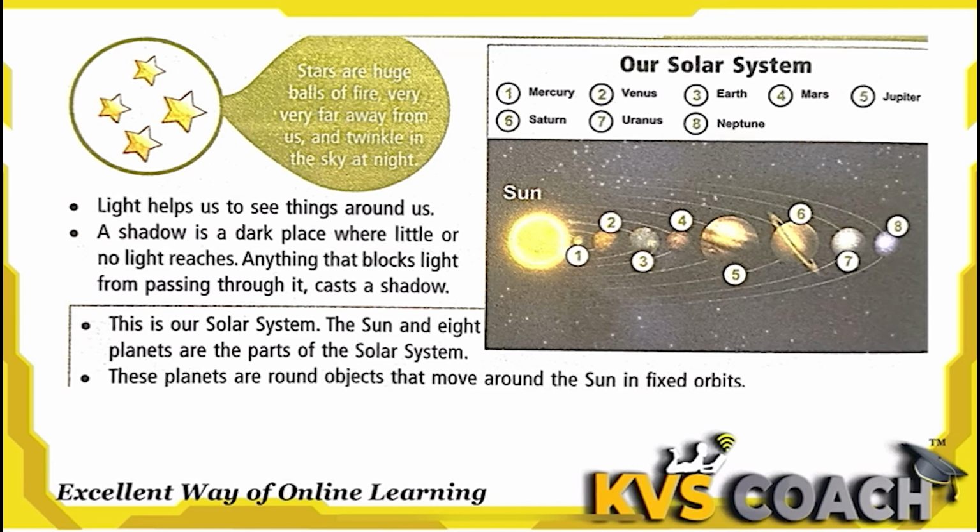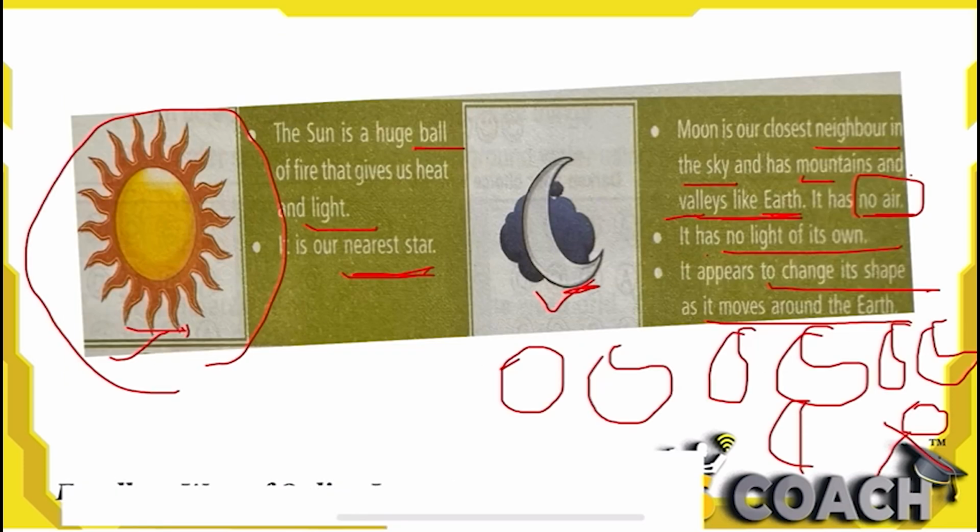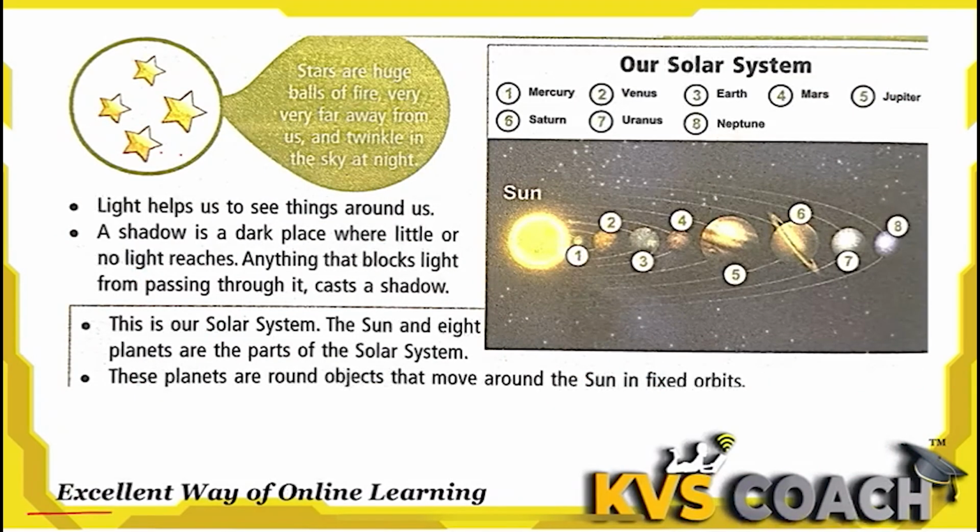Next here are stars. So what we can see in the sky is the sun, moon and stars. What are stars? Stars are huge balls of fire very, very far away from us and they twinkle in the sky at night. These are called stars. Light helps us to see things around us. A shadow is a dark place where little or no light reaches. Anything that blocks light from passing through it causes a shadow. So what is a shadow? When a thing blocks light from passing through it, then a shadow forms behind the thing.